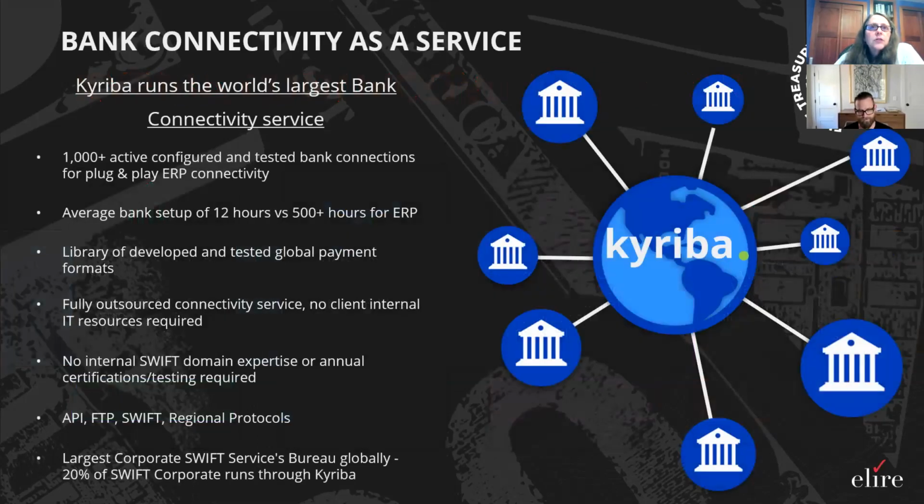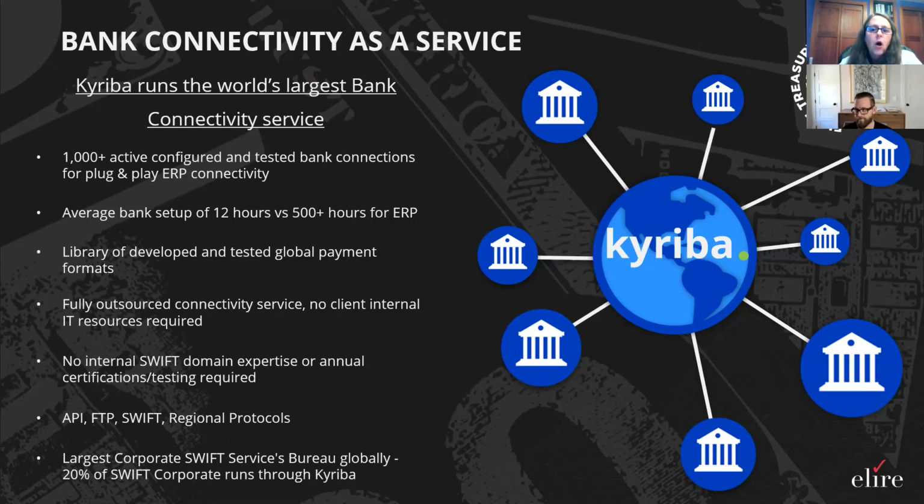So if we start out talking about connectivity as a service, it will probably be interesting for you to note that Kyriba runs the world's largest bank connectivity as a service. And as of last week, we had 1,096 active configured and tested bank connections. We also run 20% of Swift's corporate business through Kyriba.